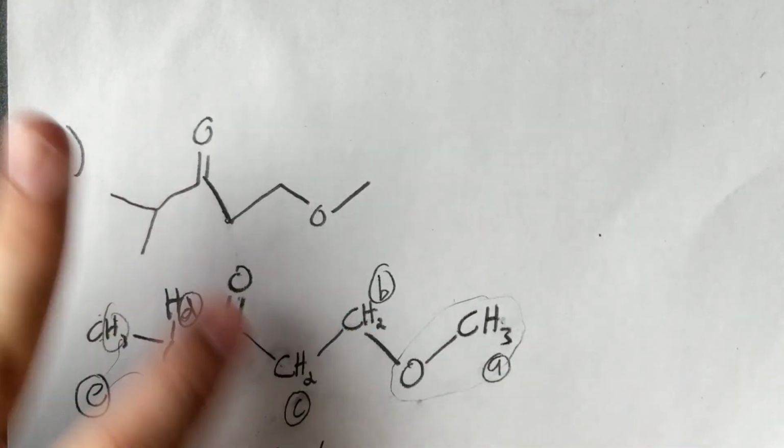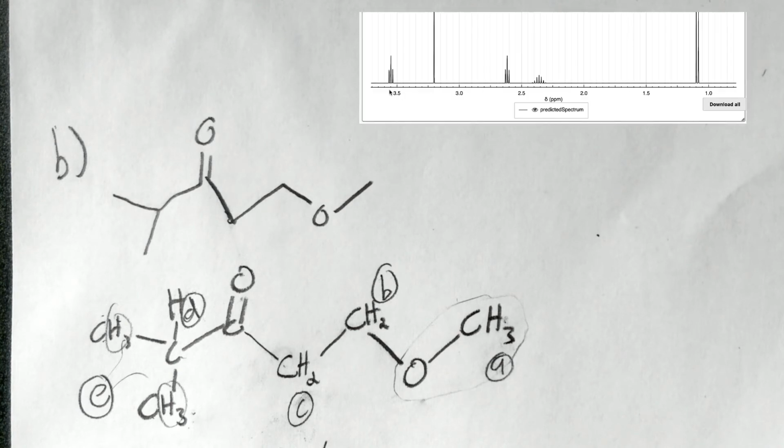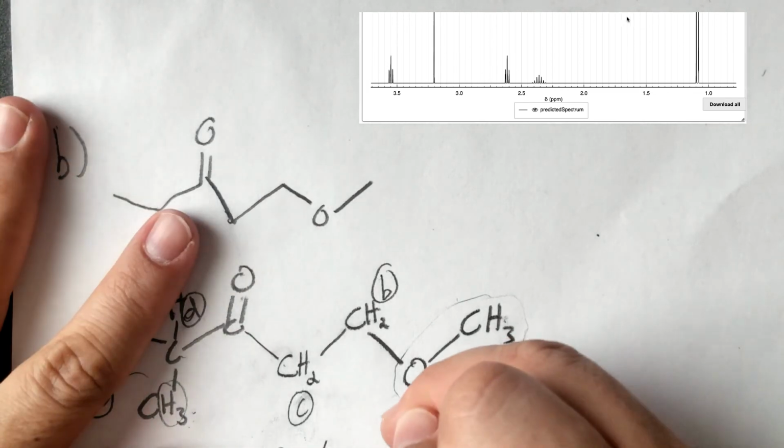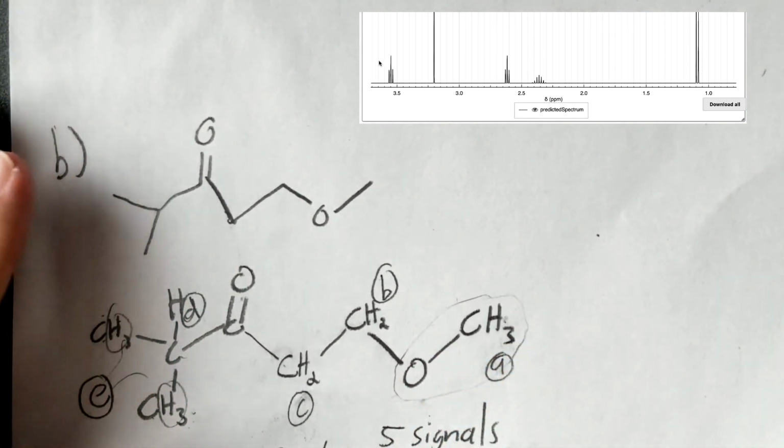So we have these 1, 2, 3, 4, 5 peaks. And if we look at the spectra right here, then we can clearly see that it does have 5 peaks. It's got 1, 2, 3, 4, 5, or excuse me, not peaks, I'll say signals. So there's 5 signals. We should expect 5 signals for this.